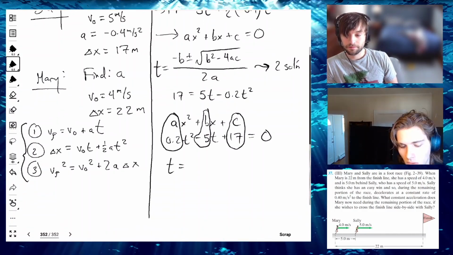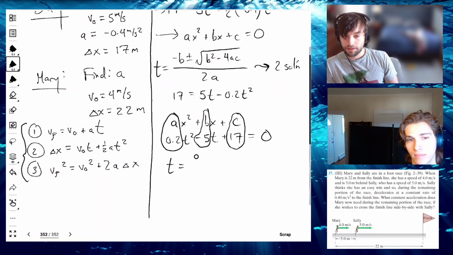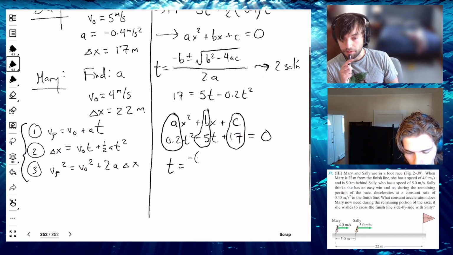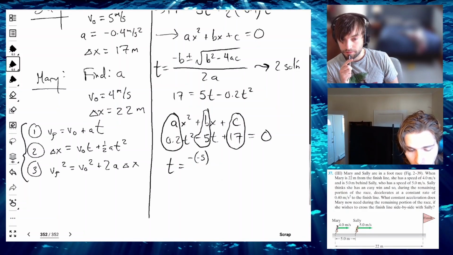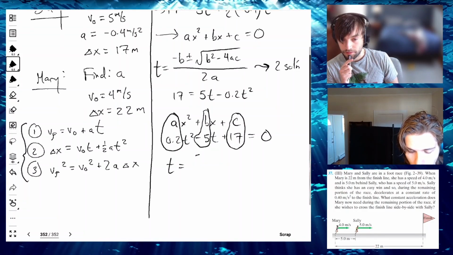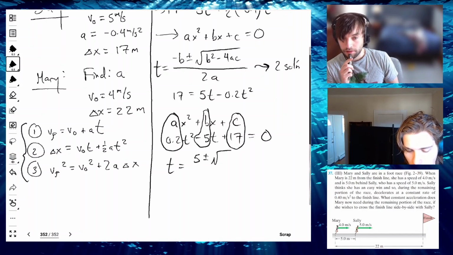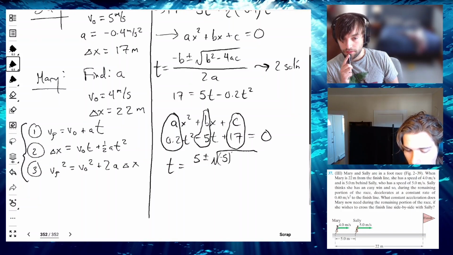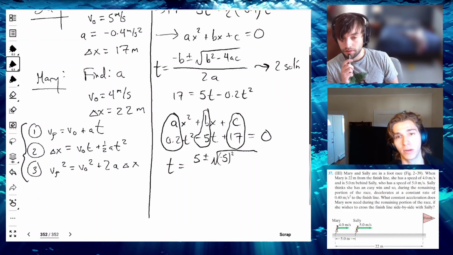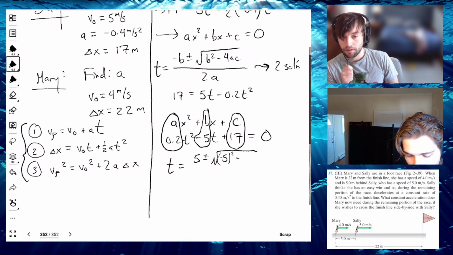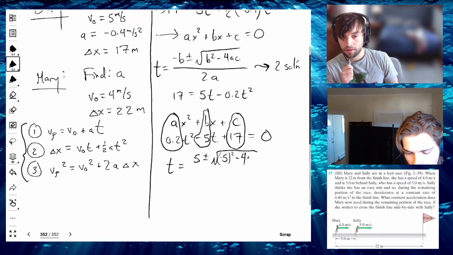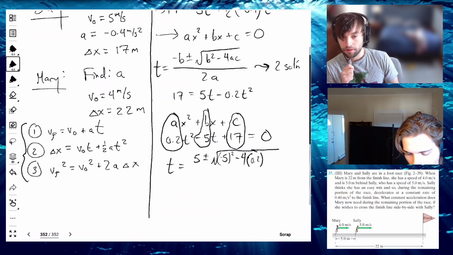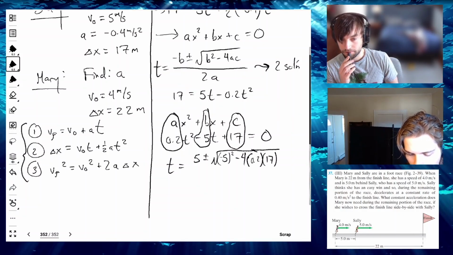t equals, what do we put in for the first value here? t equals negative, would it be 5? Exactly. Negative of negative 5 just becomes 5 plus or minus the square root of negative 5 squared, which is really just 5 squared because any negative number squared is positive, minus 4 times, what is a? 4 times 0.2. And then what is c? 17. Perfect.